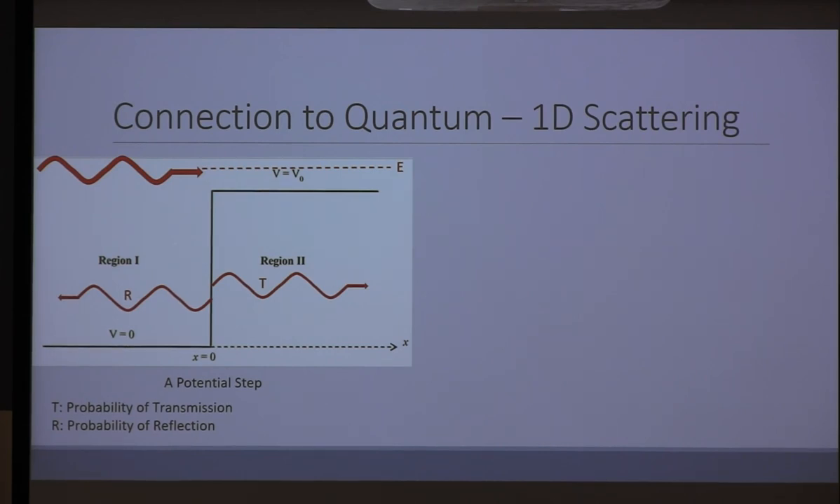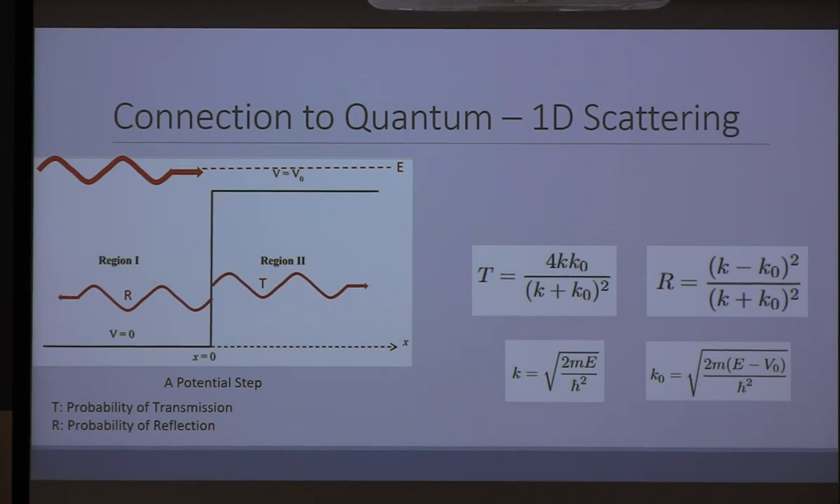As a quick aside, we're introduced in quantum to one-dimensional scattering through the potential step. How it goes is we send in an incident wave of a certain energy towards a potential step, which is a discontinuity in the potential. On one side, the potential is zero, and on the other side, we have a potential of V naught. Sending in this incident wave, we calculated the probability of transmission and the probability of reflection. If you do the calculations, you come to these results here, which you'll notice are of the same form of what we just calculated, which is pretty cool.